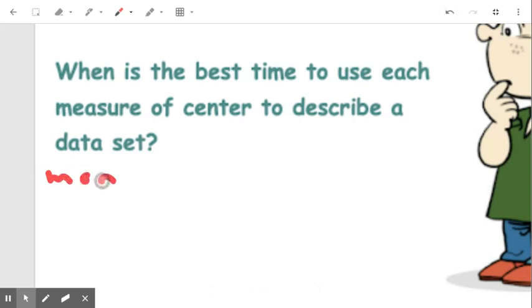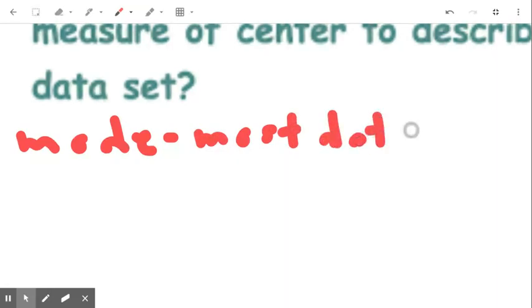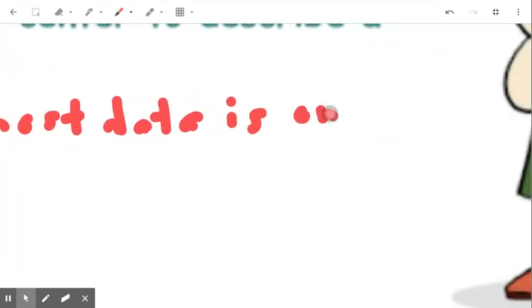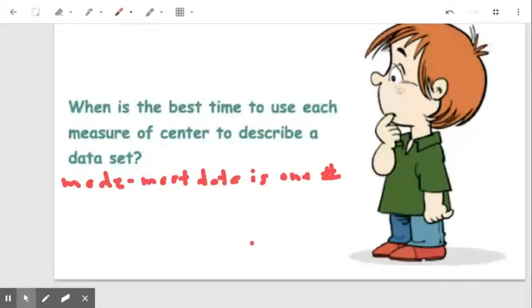And again, I'm not sure why my writing is so bad right this second. The mode is used when most of the data is one number. So if I have almost all the same number and very little else, I'm going to use the mode.